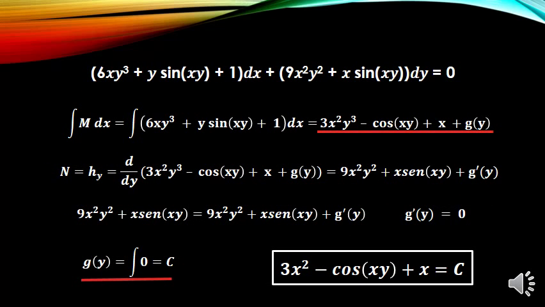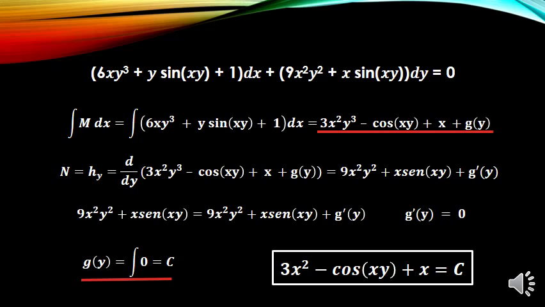Then we proceeded to integrate a part of the equation. In this case, we integrate M with respect to x, and we obtain 3x^2y^3 - cos(xy) + x plus a function of y. After that, we differentiate the integrated solution with respect to y and we equalize it to N.